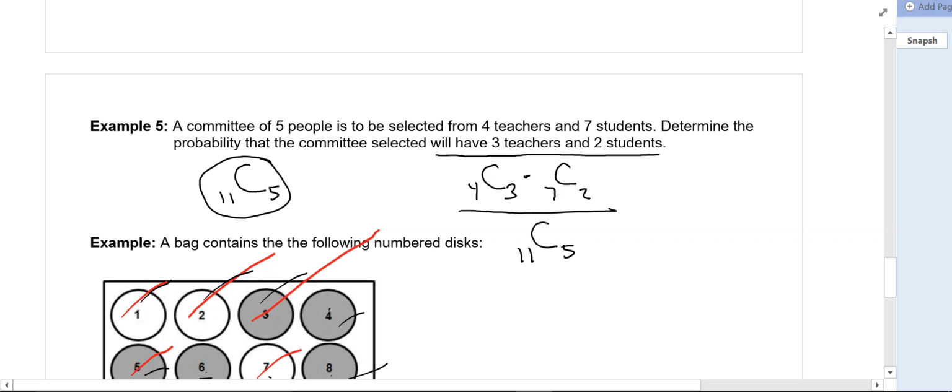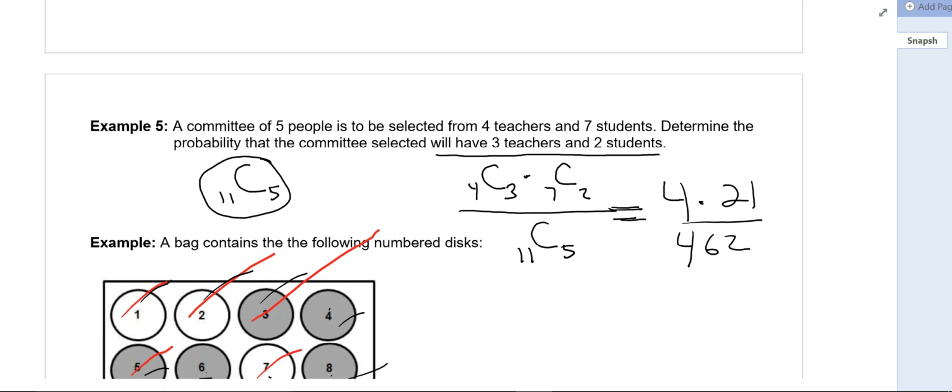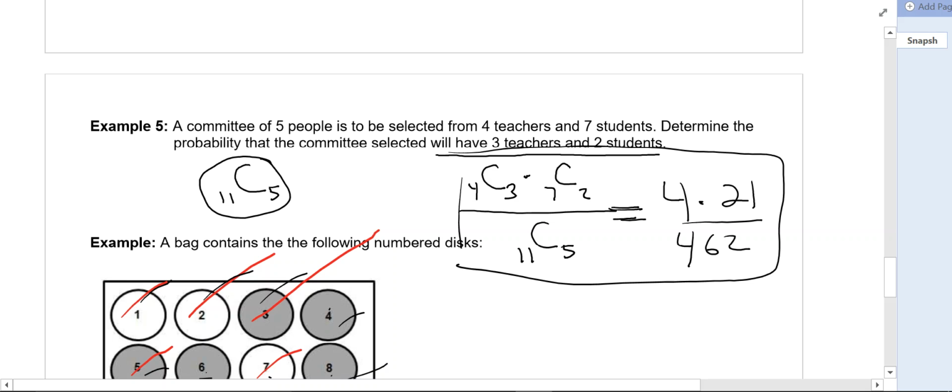I'm going to work this one out in class for you, but I'm going to give you the answer. So if you did this the long way or my way, you have the answer. So let me get the numbers for you. Okay, so here are the numbers. 4 times 21 divided by 462. So you can take a look at that. I'm going to actually work this one out in class with you because this is always on the final exam. Questions like this. All right. That's it, I believe.